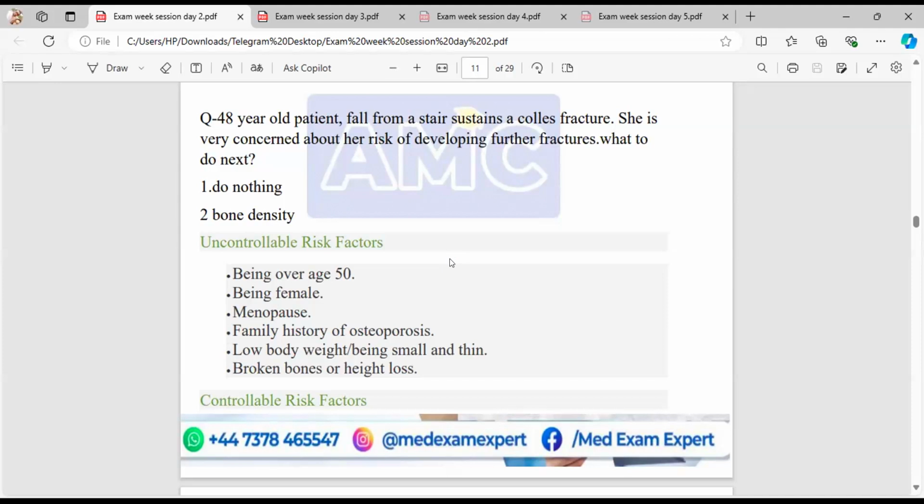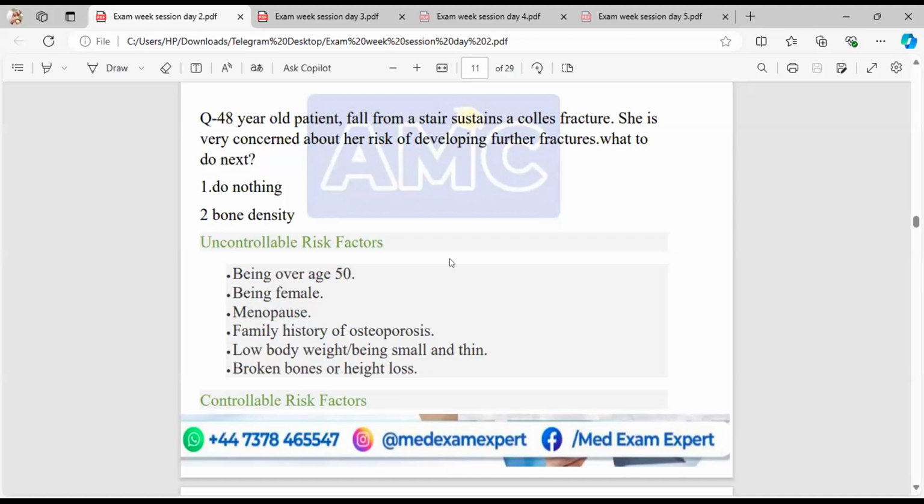In these patients, we will do something. We will not neglect the patient or say that you don't need anything. Being over 50, being female, menopause, family history of osteoporosis, low body weight, and broken bones or height loss. Here the patient is only 48 years, but she is female, so she is near menopause. So here she is at risk, so we will do the bone density. Here the question is only a two-line question. In the exam, the question will be more clear. Maybe there's a family history or other points given to you.